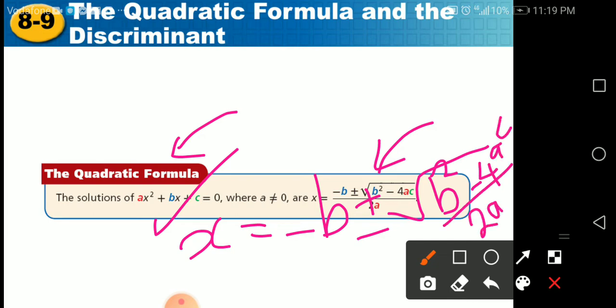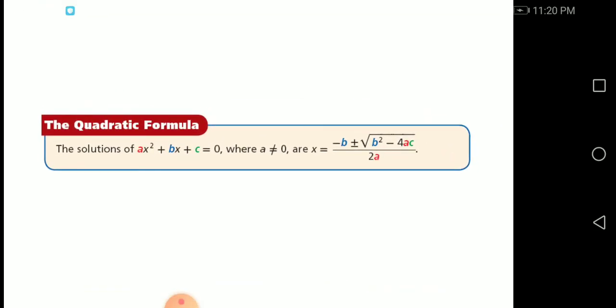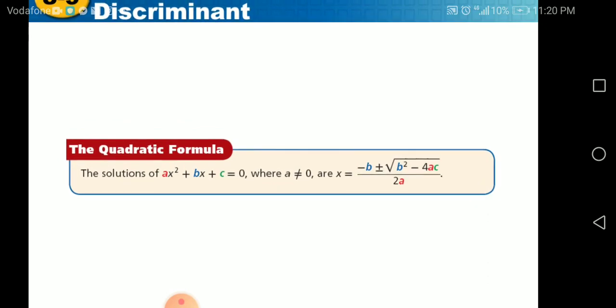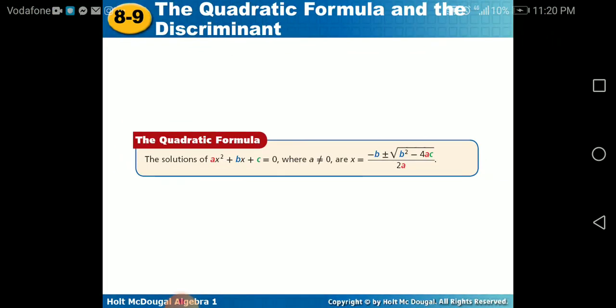Is it very hard to remember this? No, we have to do so. It's a must. So negative b, then b, a, c, a. Okay, guys, and you will use this.